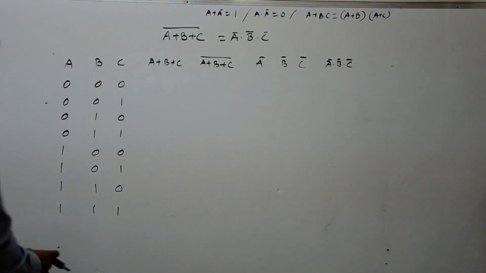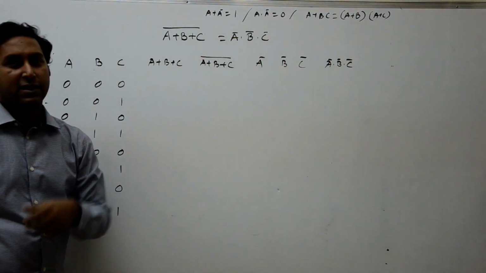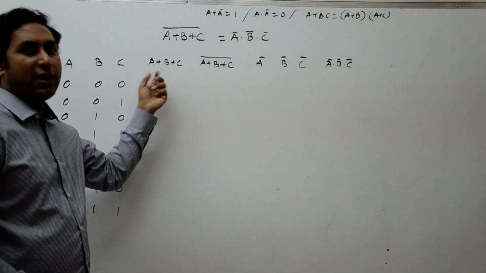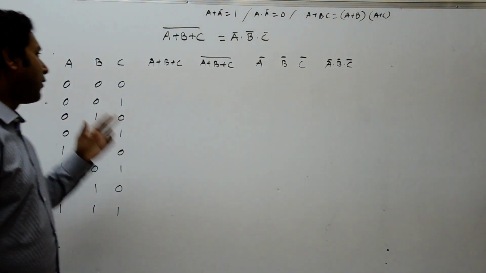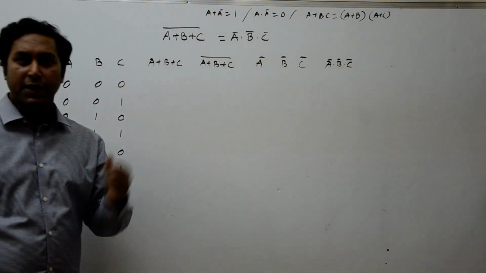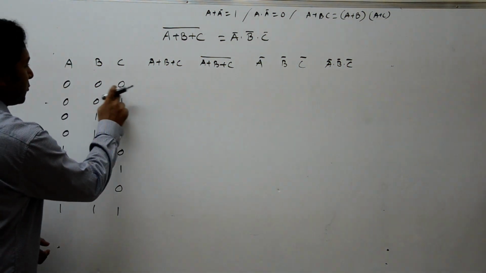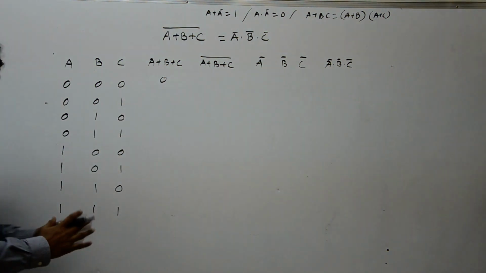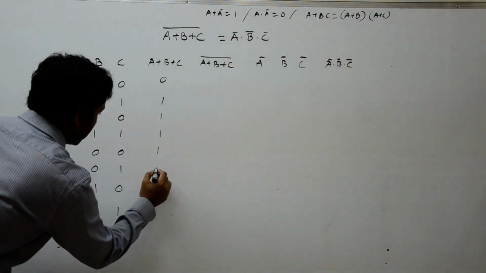Now we'll see what is the value of A plus B plus C. What does it indicate? Definitely logical OR. And in logical OR, what have we seen? If all the inputs are 0, then only the result is 0, otherwise 1. So all the three inputs are 0, so the result is 0. Now somewhere 1 is there, so all of them will be 1.